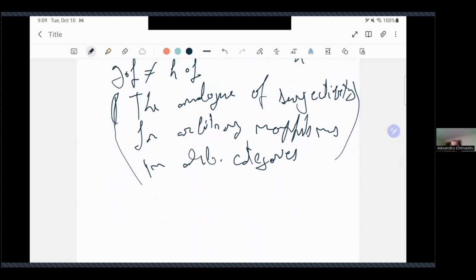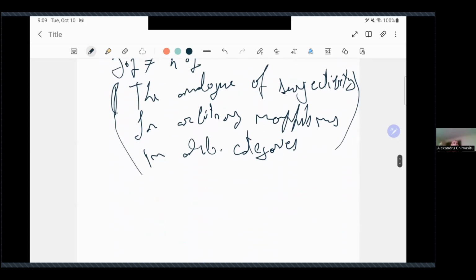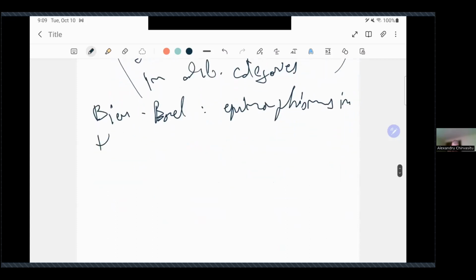Okay, so with that in hand, let me go back to something the abstract said. I said I would take as my starting point, apart from background concepts, work by Bien and Borel, who were interested in epimorphisms. So now we know what those mean. Epimorphisms in the category, so now we'll specialize the category, of linear algebraic groups.